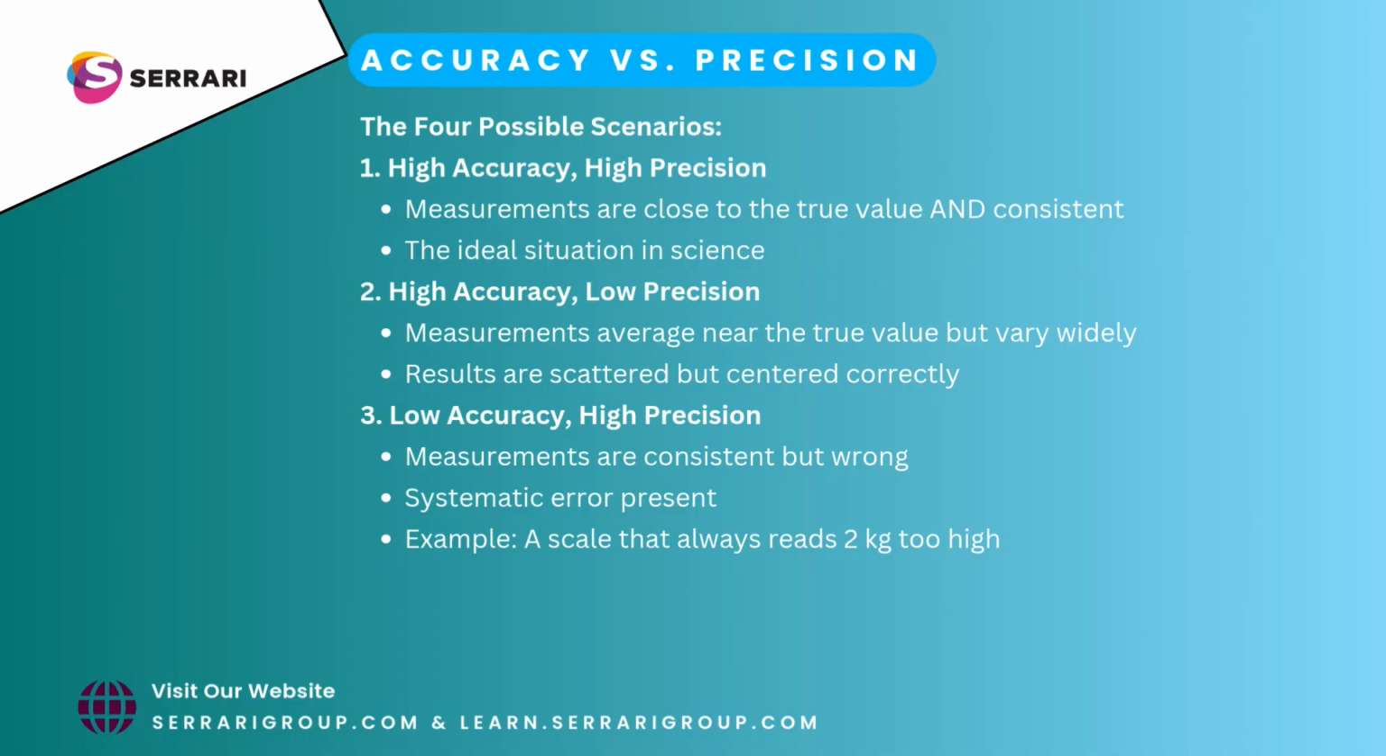2. High accuracy, low precision. Measurements average near the true value but vary widely. Results are scattered but centered correctly. 3.